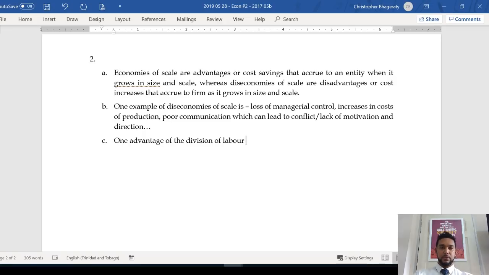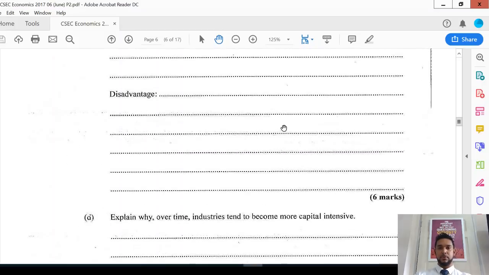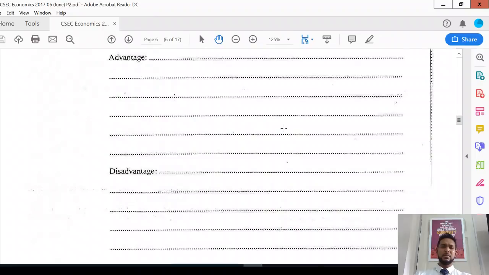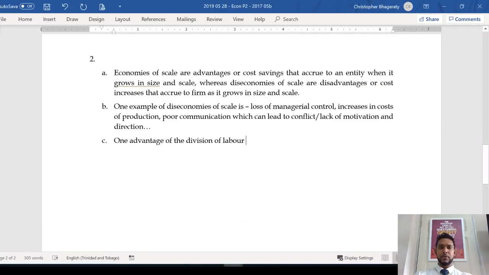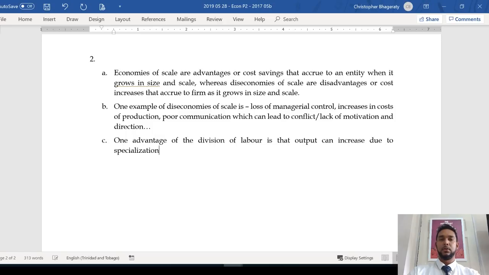So now we have to figure out how to explain that for 3 marks. Well, that's not that bad actually. Now that I'm thinking about it, right? So one advantage of division of labor is that output can increase due to specialization. All right. Now that's probably just worth 1 mark. We have to go a bit deeper.